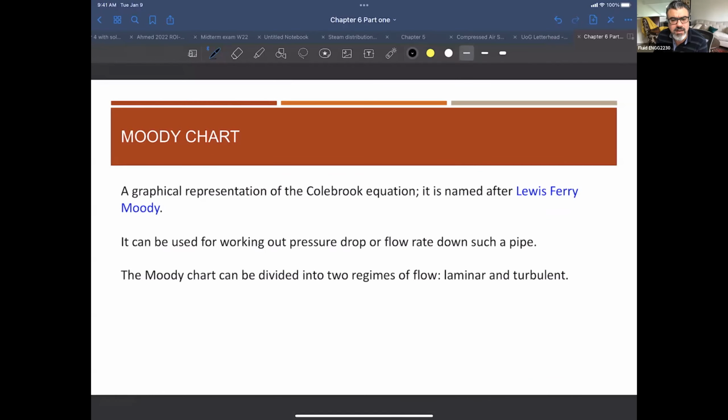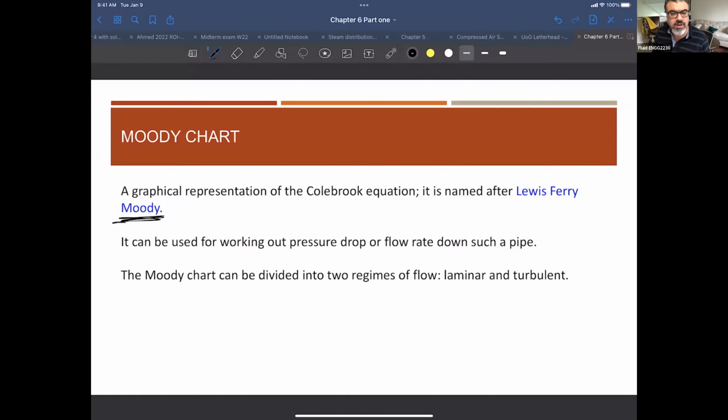Now, from a practical perspective, for engineers or even technicians working around a facility who want to calculate the friction losses or the friction factor, instead of using a computer code to solve the Colebrook equation, we use what we call a Moody chart. This Moody chart is a graphical representation of the Colebrook equation. The person who developed it ran all these experiments and plotted the relation between these parameters.